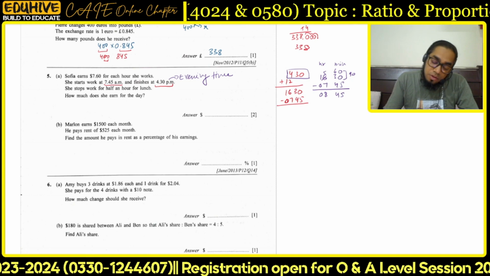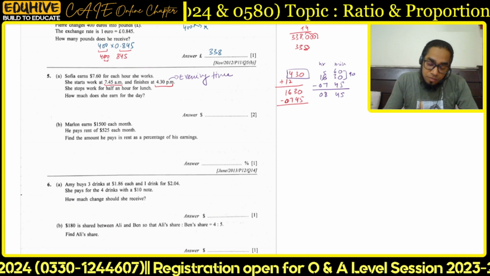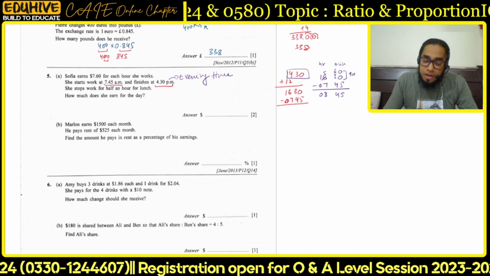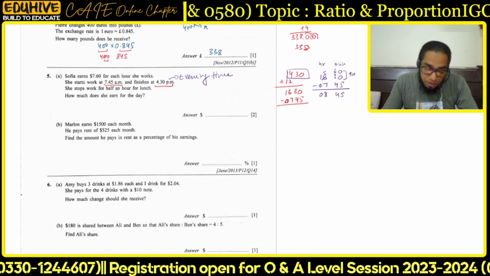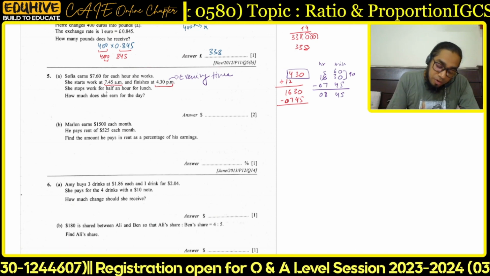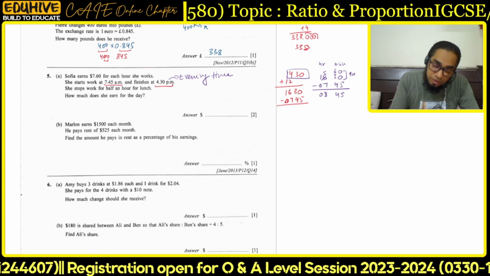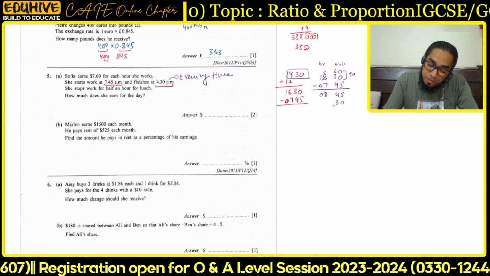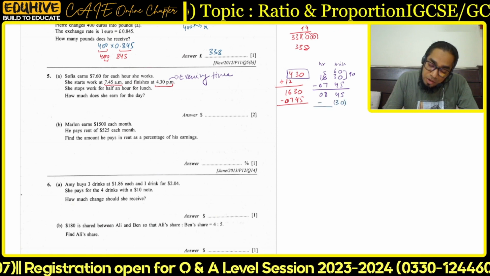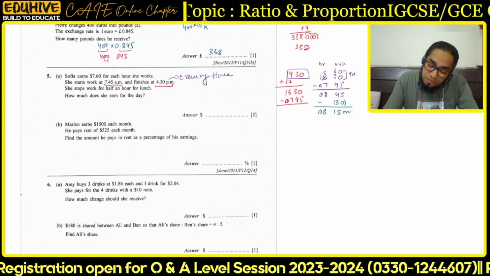Okay. So 90 minus 45 is going to be 45, and 15 minus 7 is 8. It means she worked 8 hours and 45 minutes. But there is some problem. She stopped work for half an hour for lunch. It means she was not working for 30 minutes. So I'm going to subtract 30 from here in the minutes. So it is going to be 8 hours 15 minutes over here.